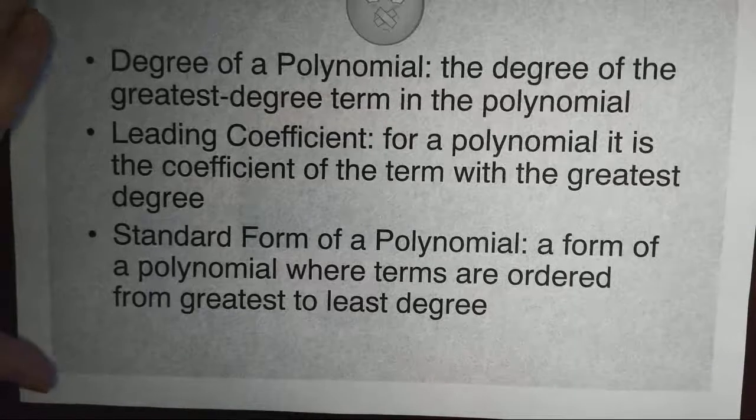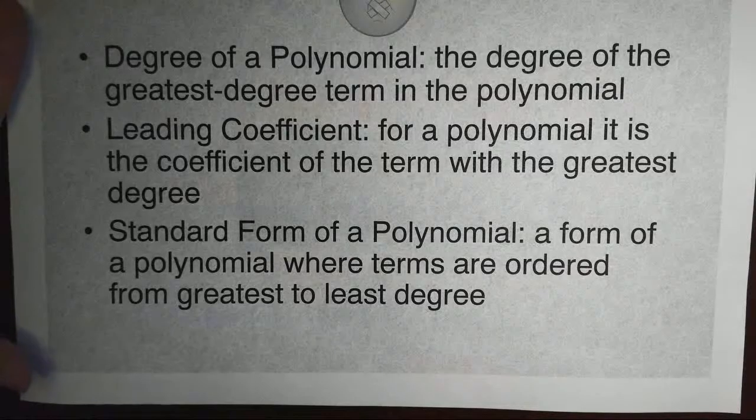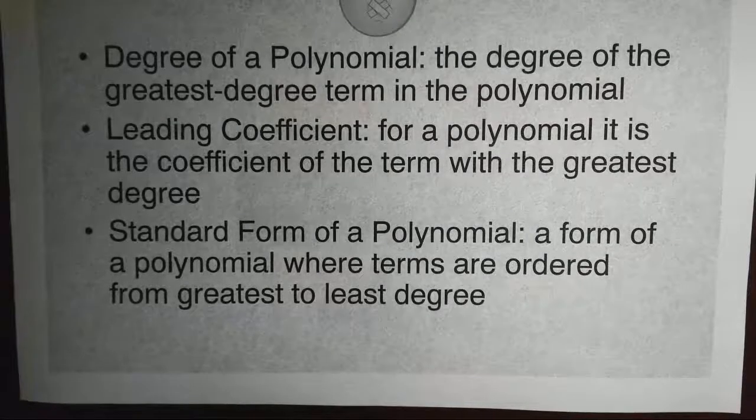And the standard form of a polynomial is the form of the polynomial where the terms are ordered from the greatest degree to the least degree. So we go in descending order. We start with the biggest degree and we work our way down to the smallest.